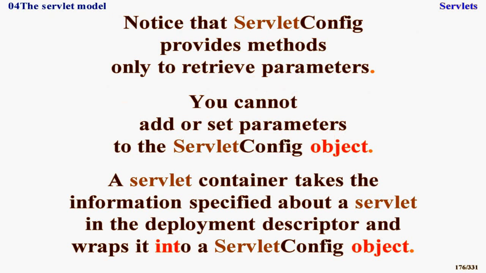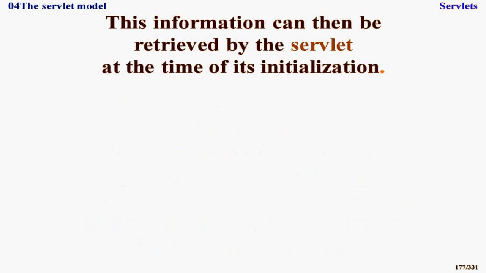Notice that ServletConfig provides methods only to retrieve parameters. You cannot add or set parameters to the ServletConfig object. A servlet container takes the information specified about a servlet in the deployment descriptor and wraps it into a ServletConfig object. This information can then be retrieved by the servlet at the time of its initialization.